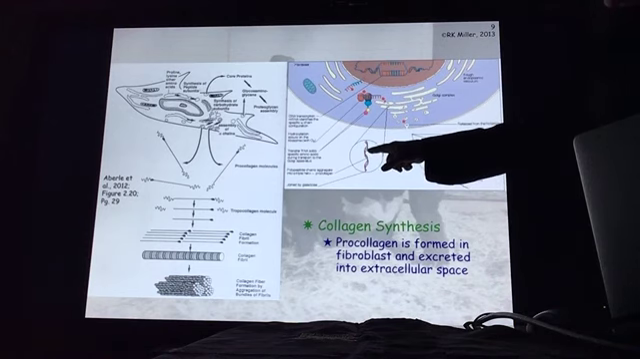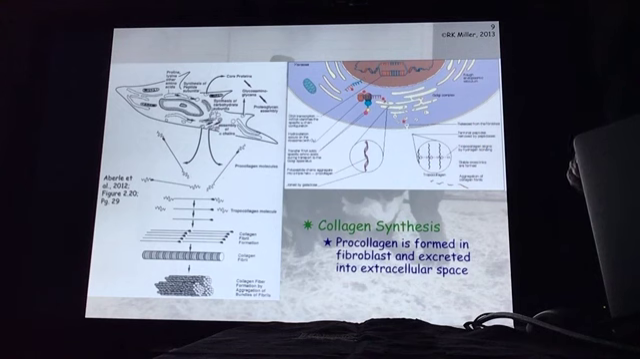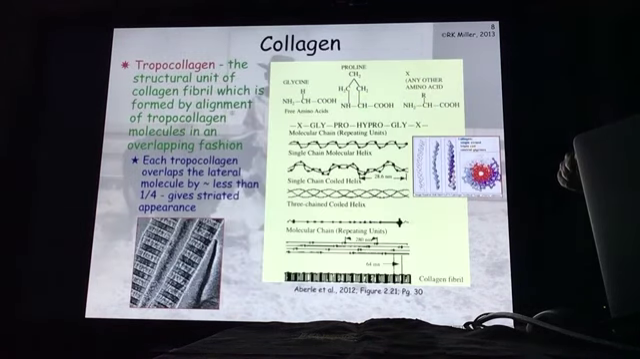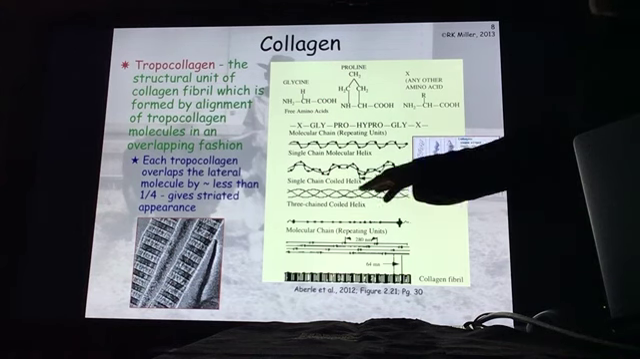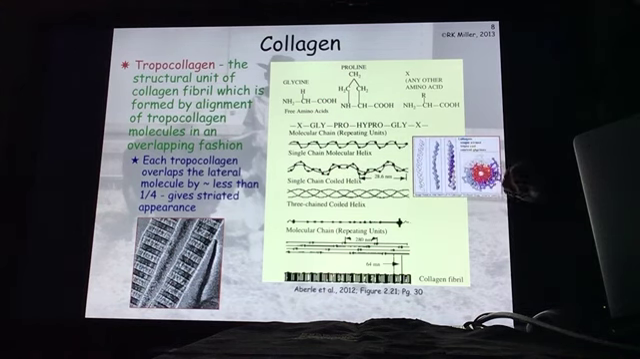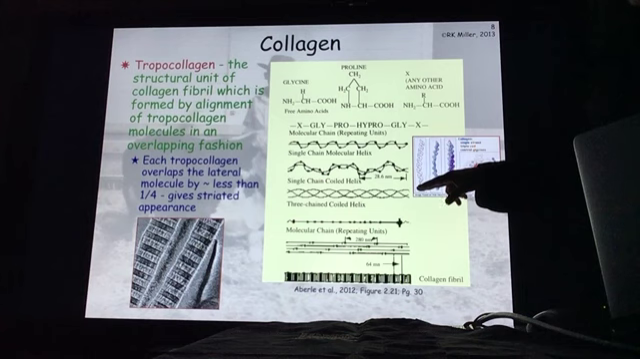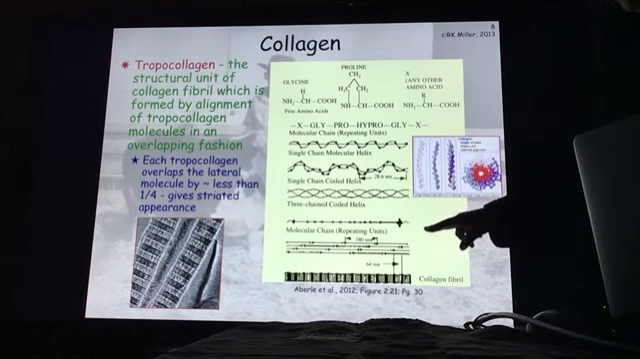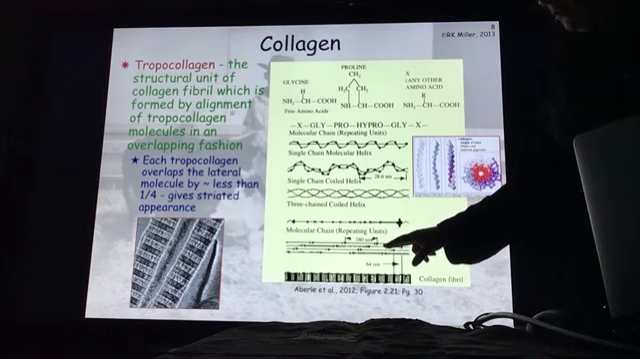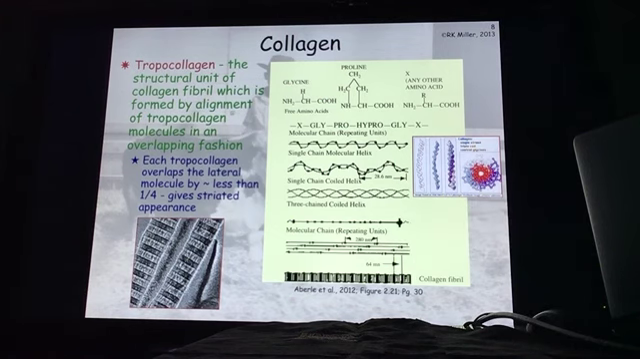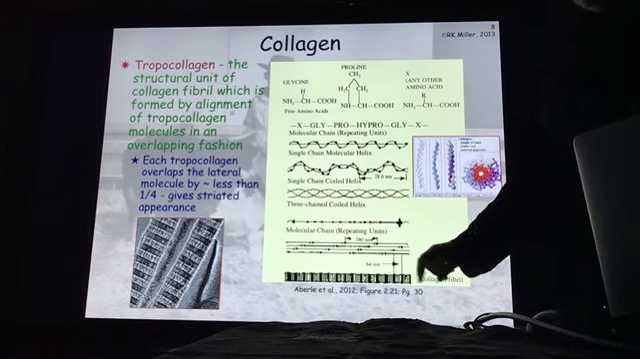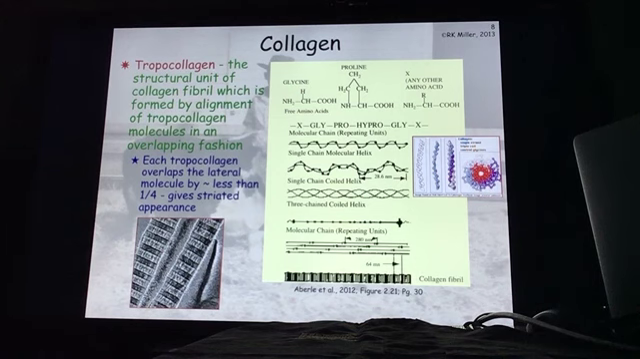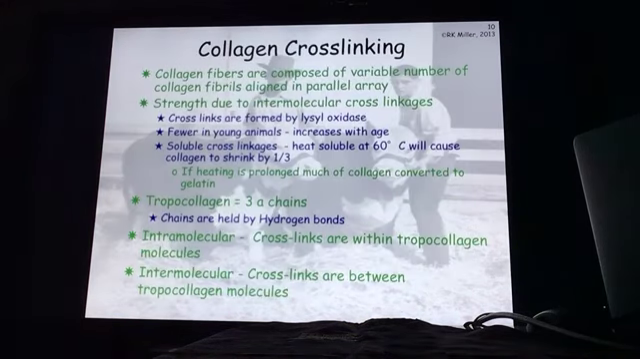Intra is within the tropocollagen molecule. And if I even go back to this slide, intramolecular cross-linking is right here within the 3-chain coiled helix, and intermolecular cross-linking is between the tropocollagen molecules, or proteins, to help form the fiber. Well, these cross-links are the same.